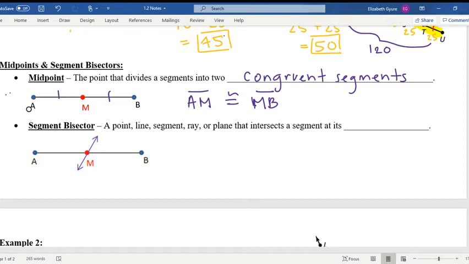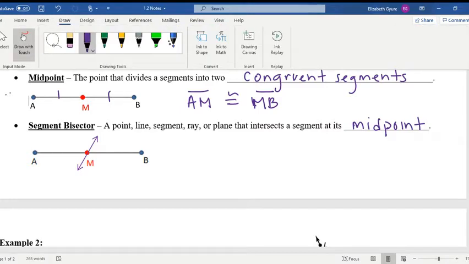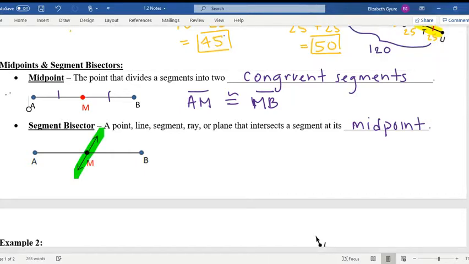Okay. And then a segment bisector is very similar to a midpoint. It's actually something that goes through the midpoint. So it is a point, line, segment, ray, or plane that intersects a segment at its midpoint. Okay. So the midpoint splits it in half, and the segment bisector goes through that midpoint. So in this diagram here, the segment bisector is actually this little line there that goes through the middle.